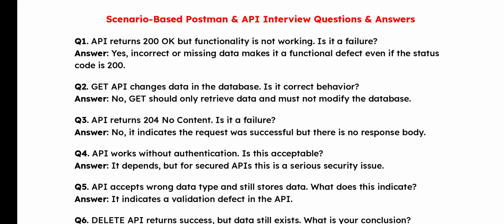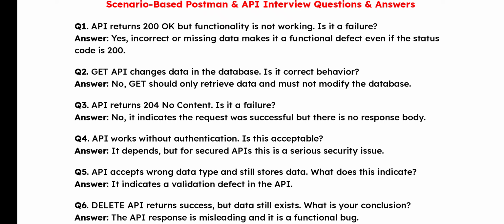In this video, let's discuss the scenario-based Postman API interview questions and answers. Okay, so the question goes like, API returns 200 OK response code, but functionality is not working. Is it a failure? Yes, incorrect or missing data makes it a functional defect even if the status code is 200.